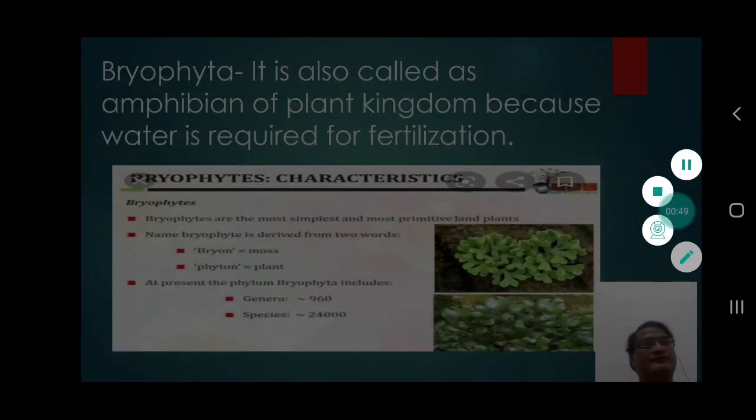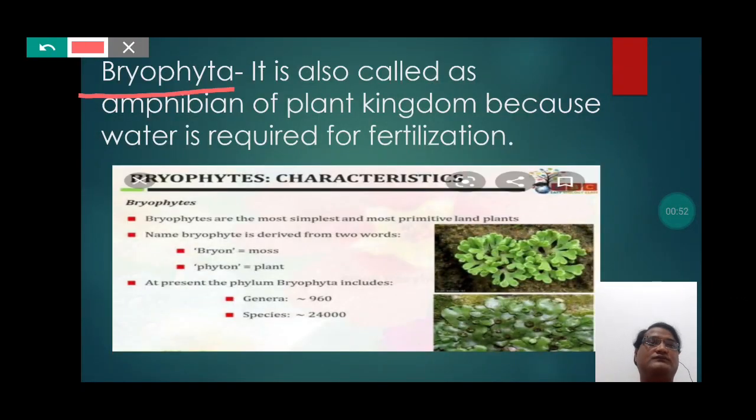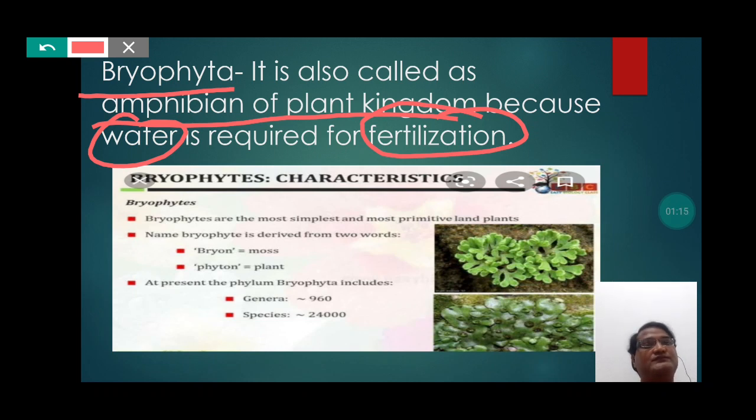So students, Bryophyta is called the amphibians of the plant kingdom because water is the most important part for the process of fertilization to take place in Bryophyta. So students, we can say that Bryophyta needs water for its species to survive.